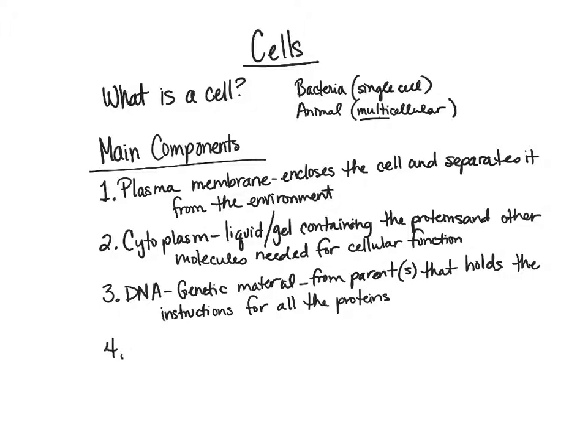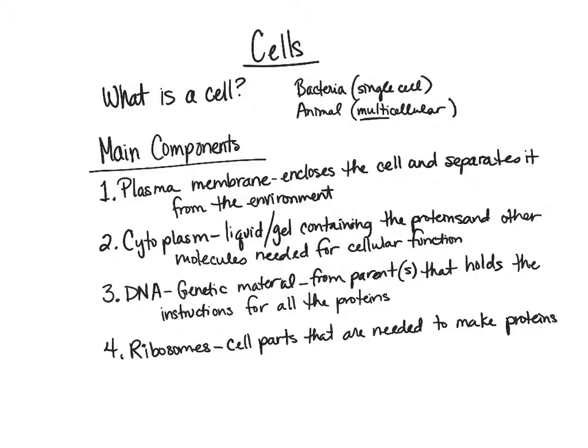And the last of our main components is ribosomes. So again, whether or not we're talking about a bacteria, whether or not we're talking about a multicellular organism like an animal or an animal cell, all of these types of cells have ribosomes. And the ribosomes are the actual cell parts, the machinery that are needed to make proteins. So these are the four main components of all of these cells.